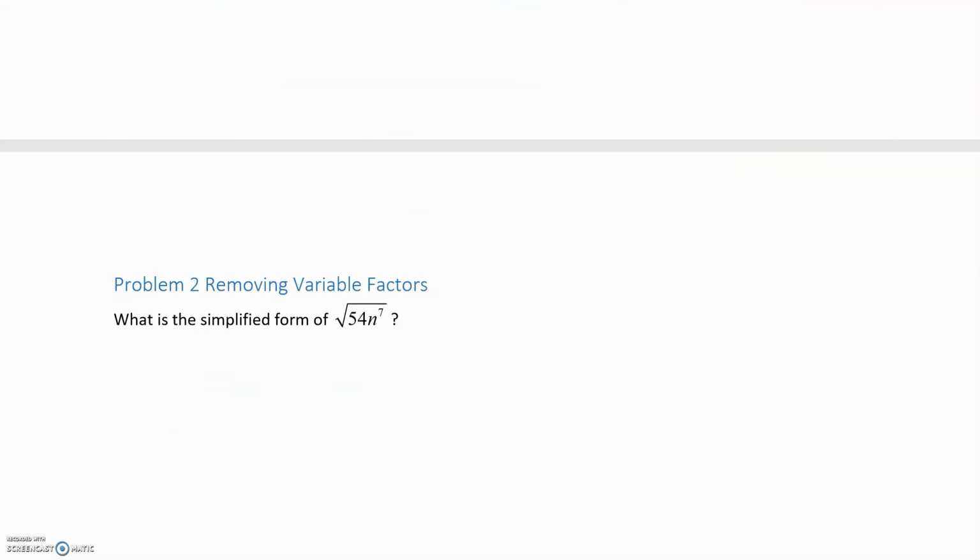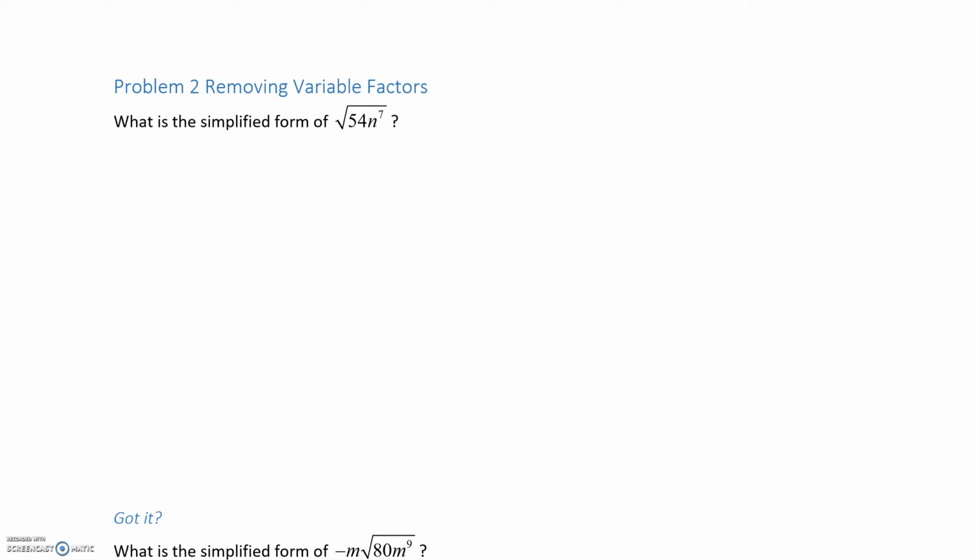Okay, so if we go to this first one, we've got our 54. So we're going to have a square root of 54. And since this is odd, we're actually going to have n to the 6th times n. Okay, so that's just a way to expand it. And we're going to do that same thing that we did on the last page with our 54.